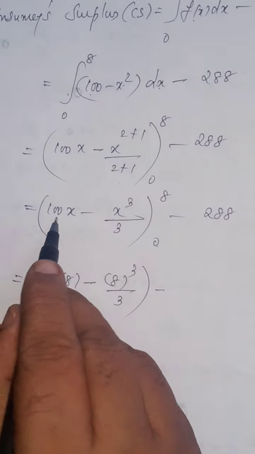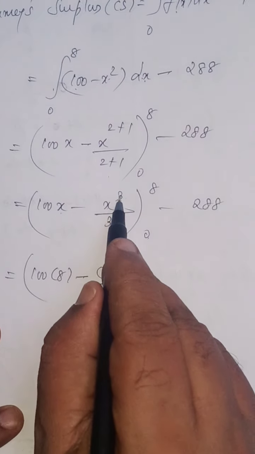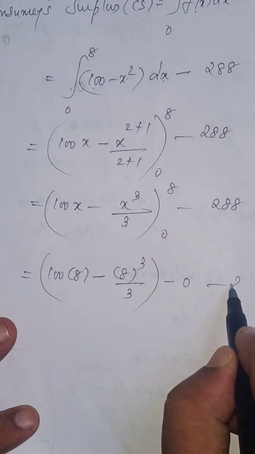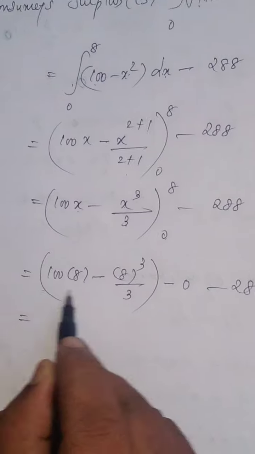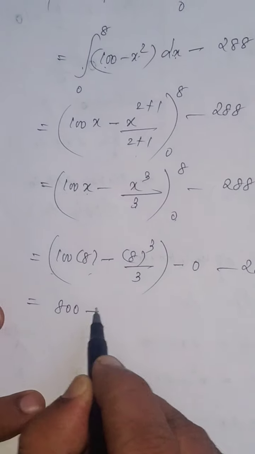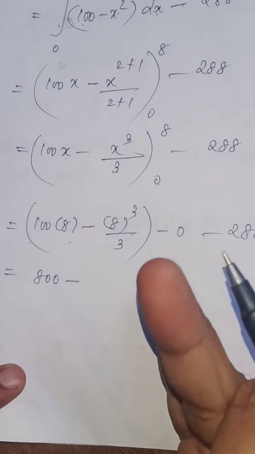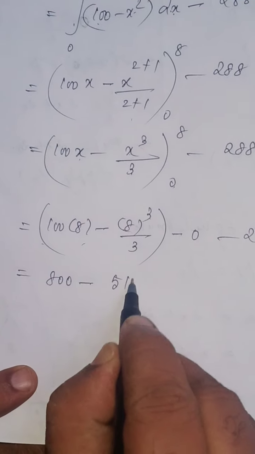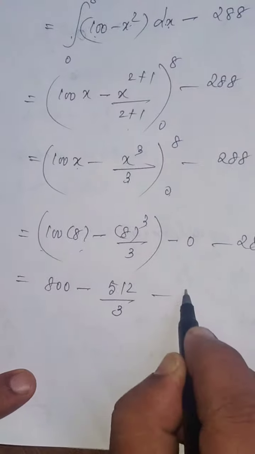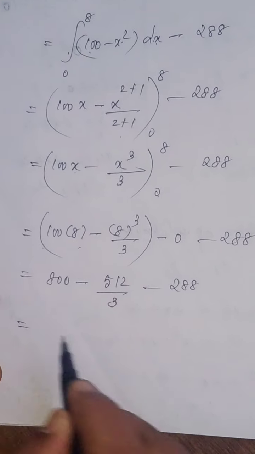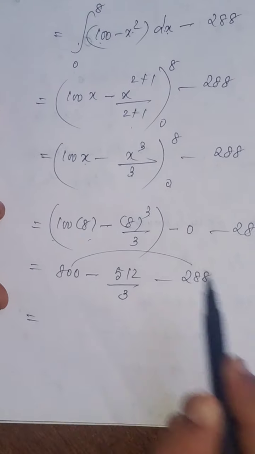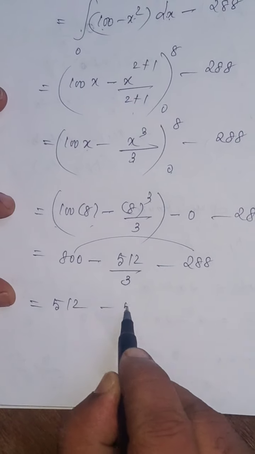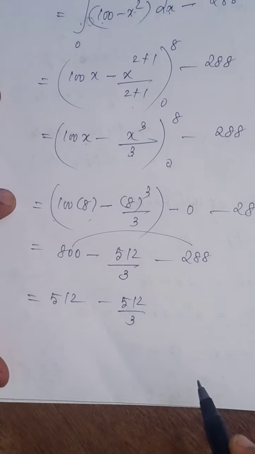Upper limit is over. Minus the lower limit: replace x by 0, 100 into 0 is 0, 0 cube is 0, 0 by 3 is 0, total is 0, minus 288. 100 into 8 is 800. 8 cube means 8 into 8 into 8: 8 8s are 64, 64 8s are 512, divided by 3, minus 288. Okay, 800 minus 288 is 512, minus 512 divided by 3.